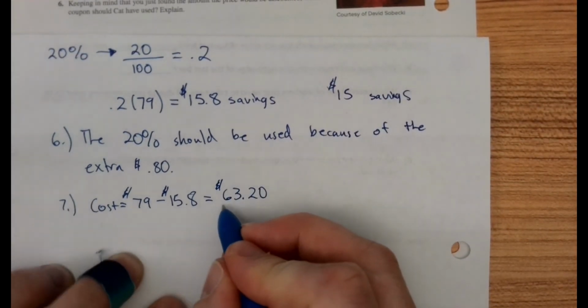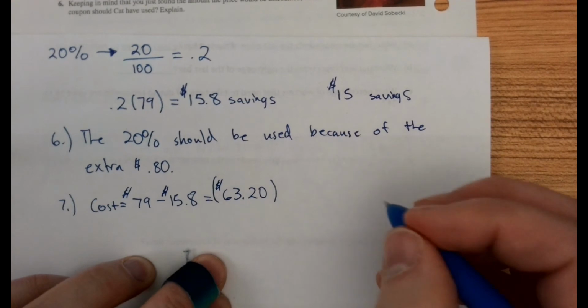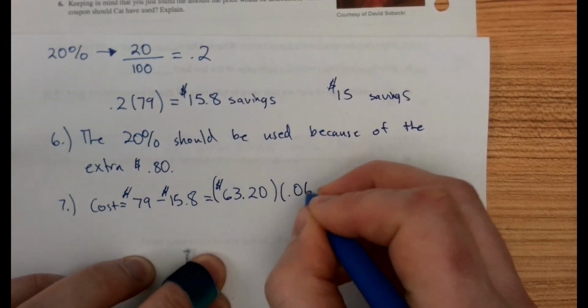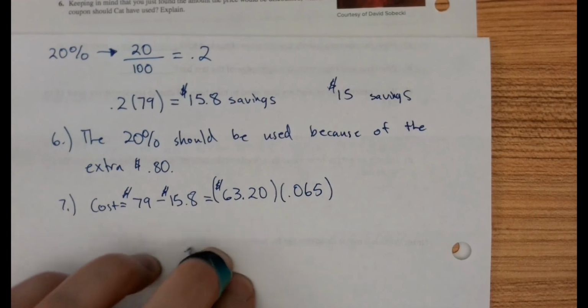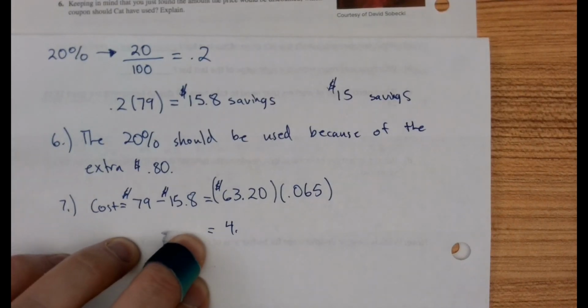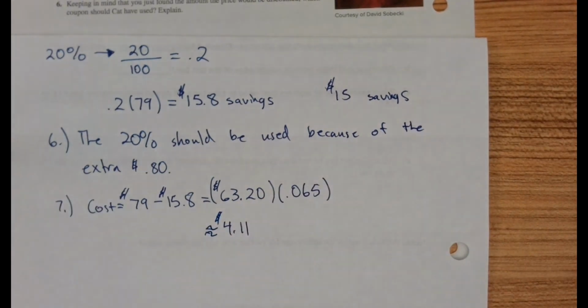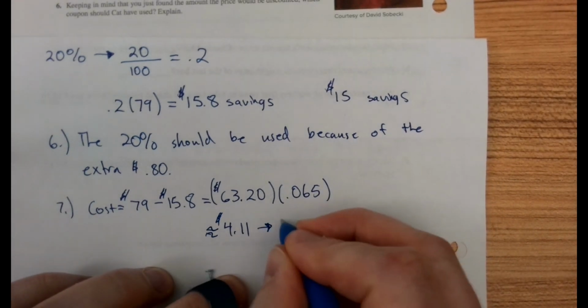Now, this is what we owe for the dress, and then we're going to have to pay a 6.5% tax on this. Hopefully you're feeling comfortable now with converting 6.5% to a decimal. I'm going to go ahead and use decimals on this one for sure. So 63.20 times 0.065. This is the amount of tax we will owe. That means we owe $4.10 and 0.8 of a cent. I'm going to say let's round that to $4.11. This is the tax amount we owe.